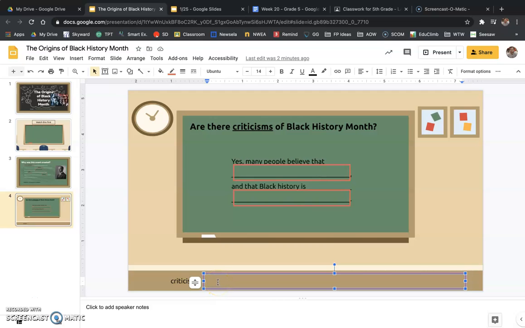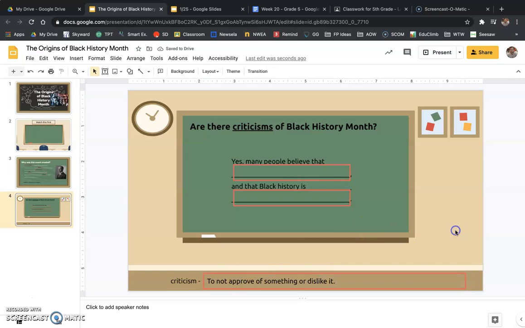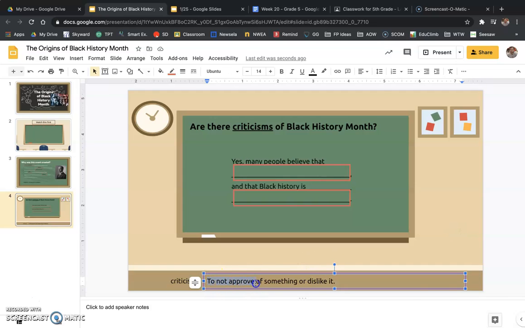So criticism means to not approve of something or dislike it. Okay. So if I have criticism about the way the government has handled coronavirus, that means I do not approve of the way the government has handled the coronavirus, or I dislike the way that the government has handled the coronavirus. They could do a better job.